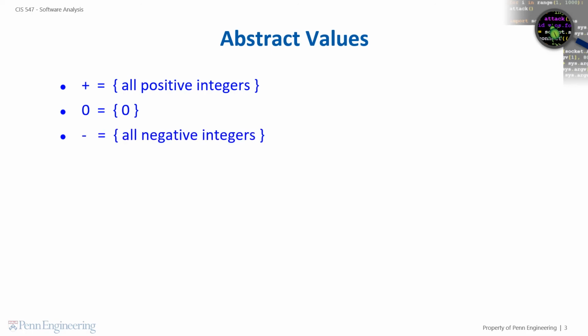The abstract values that we will use in this analysis are plus, representing the set of all positive integers, 0, representing the set consisting of just the integer 0, and minus, representing the set of all negative integers. The environment in this system will be a mapping from variables to one of these three abstract values.